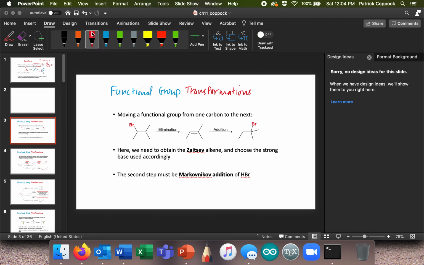That is, if I were to ask you to move a bromine from here to here, how would you do it? Well, that's not a problem actually. We've got elimination and addition reactions at our disposal, right? If we choose the right elimination, we can get Zaitsev elimination, right, where it's the more substituted double bond. And then if we choose a Markovnikov addition, we can put the bromine there, right, on that carbon because it's the more substituted carbon, right?